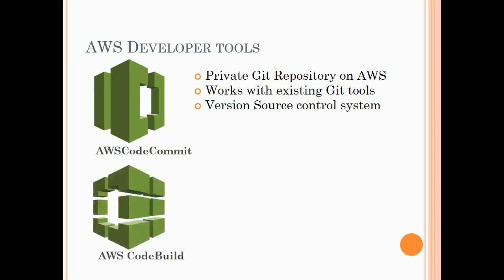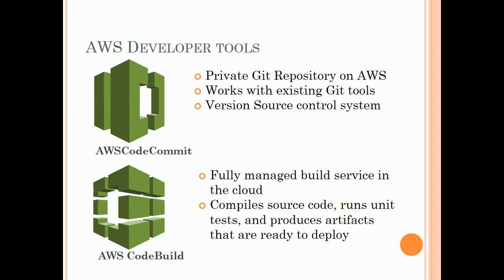Now, let's see about AWS CodeBuild. It is a fully managed build service in the cloud. It compiles the source code, runs unit tests, and produces artifacts that are ready to deploy. It eliminates the need to provision, manage, and scale our own build servers. It provides pre-packaged build environments for the most popular programming languages and build tools.